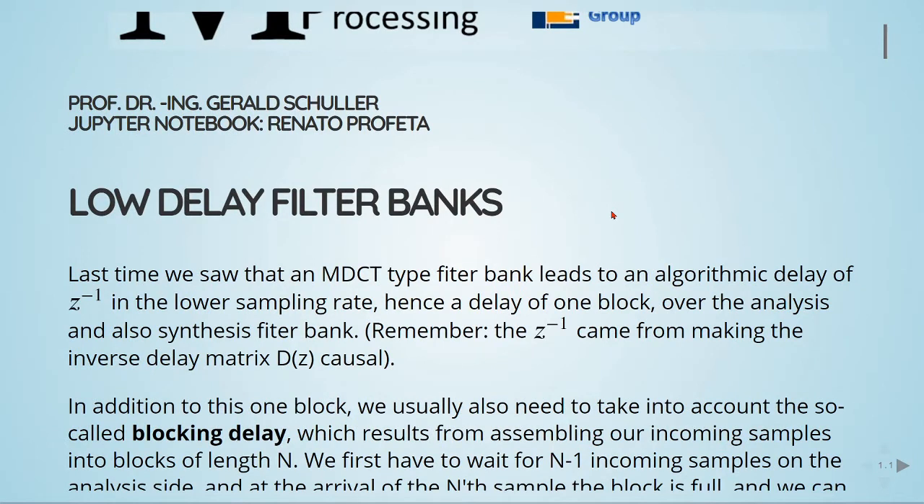Last time we saw that an MDCT type filter bank leads to an algorithmic delay of z to the power of -1 in the lower sampling rate, hence a delay of one block over the analysis and also synthesis filter bank. Remember, z to the power of -1 came from making the inverse delay matrix D(z) causal.